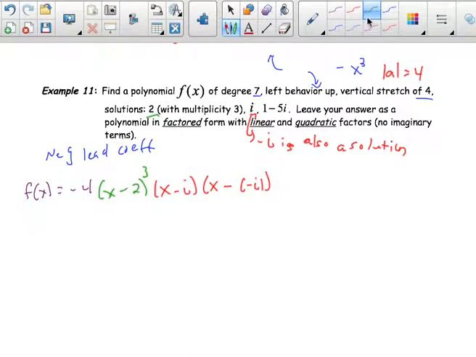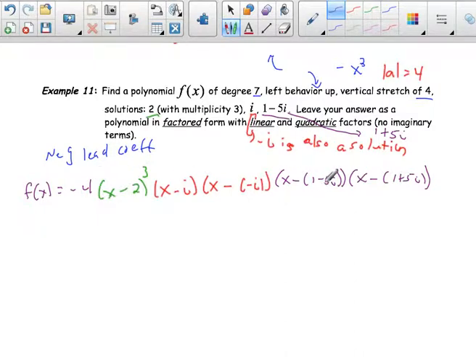Moving on, we see that we have a solution at 1 minus 5i, so that means we have the factor of x minus 1 minus 5i. And for the same reason that negative i is a solution, we'll have that 1 plus 5i is also a solution. So I'm going to have that second zero, x minus 1 plus 5i. And this is about the point that we got to in class, so we did it quickly, so I wanted to do that part again.